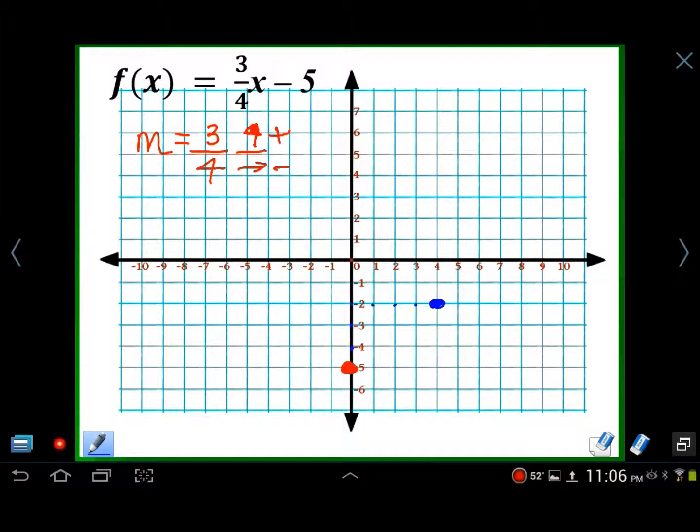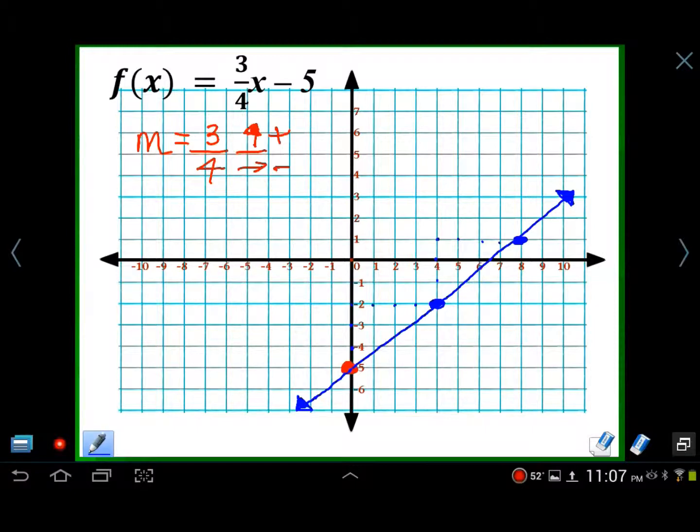And I'm just going to do that a couple more times just so I can have some perspective when I draw my line. Up 3, 1, 2, 3, and then right 4: 1, 2, 3, 4. And that's what it looks like. There is your line. Make sure you draw arrows at the end of your lines because this is a line after all, and lines go on forever. This is just a very small part of that line that exists on the coordinate plane.